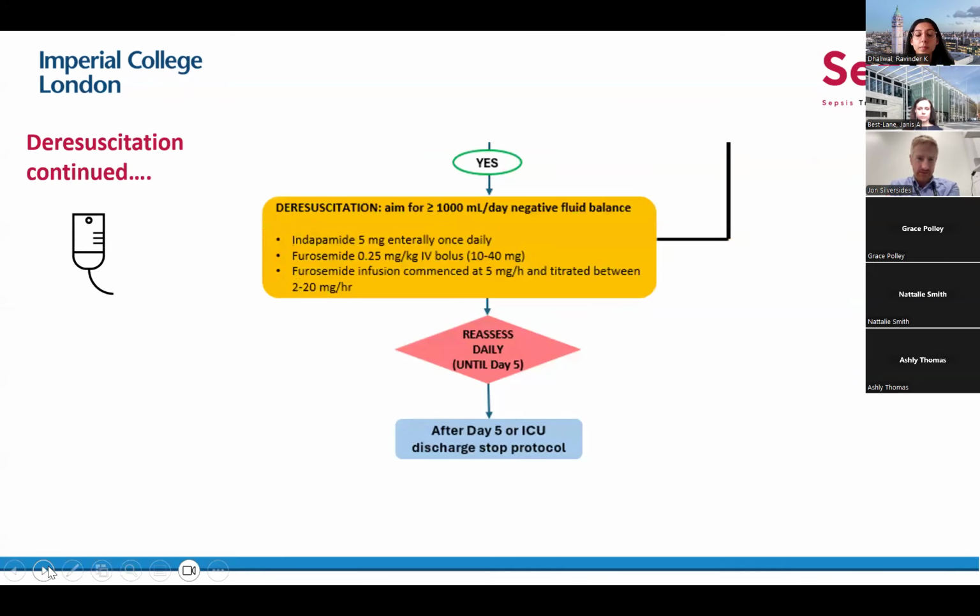I think we've said all this already, to be honest. So we're aiming for a liter a day negative balance, and that's the combination. So 0.25 milligrams per kilogram as a bolus, followed by the infusion. And we suggest starting at 5 milligrams an hour and titrating it. And you might find that you need it for 4 hours, or you might need it for the full 24 hours. It'll vary between patients. I suspect you may often end up turning this off. I think that's what happened in the pilot, if I remember correctly. And that's fine. It's done its job. You can stop, provided you've hit at least the litre a day target.